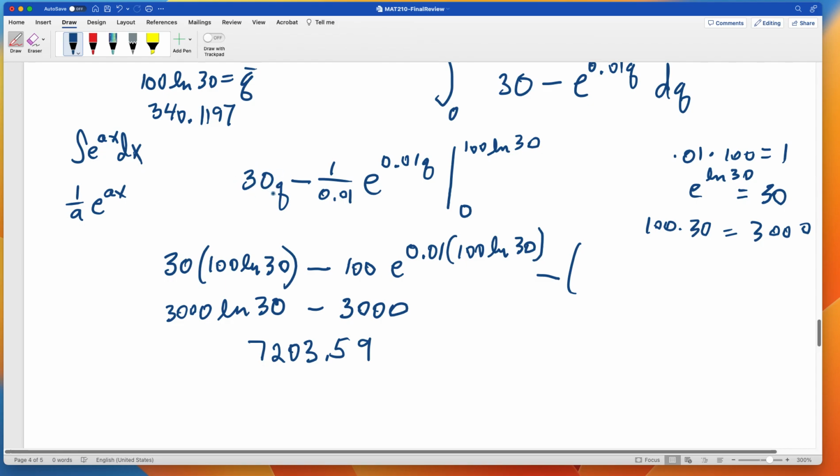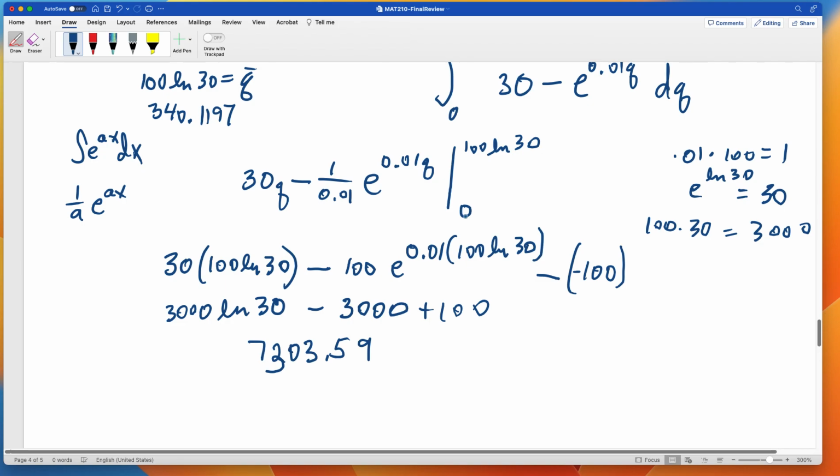30 times 0, that is 0. But when we plug in 0 here, we get e to the 0, which is 1, and 100, right? So 100 times 1, we've got to subtract 100 more. But it's got a negative on it, so that's a negative 100. So we end up adding 100. We add 100, we'll get 7303.